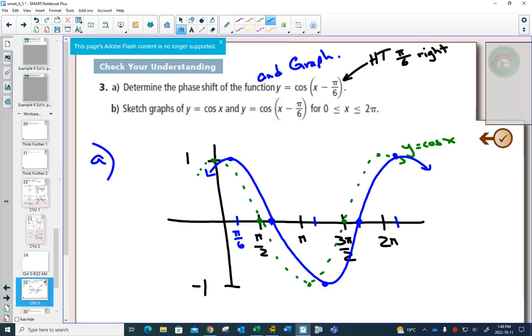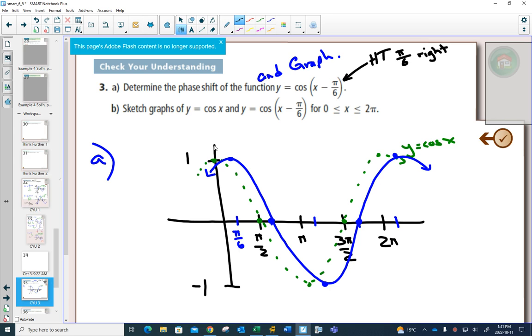Because part B said sketch the graphs, and I graphed it already in A to figure out what it would look like. So the phase shift is another way of asking what's the translation. So horizontal translation, pi over 6 to the right. We graphed the original one with a dotted line, and then we shifted it over pi over 6 to the right.